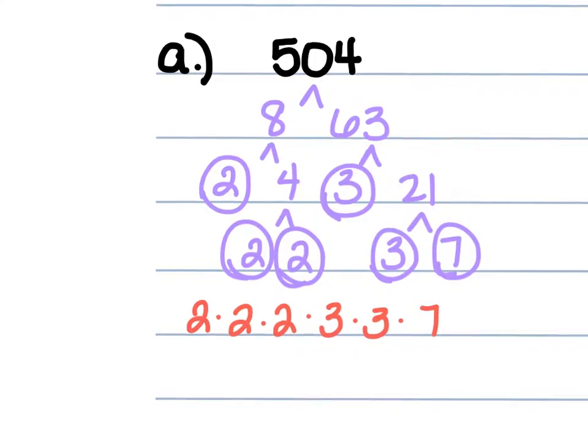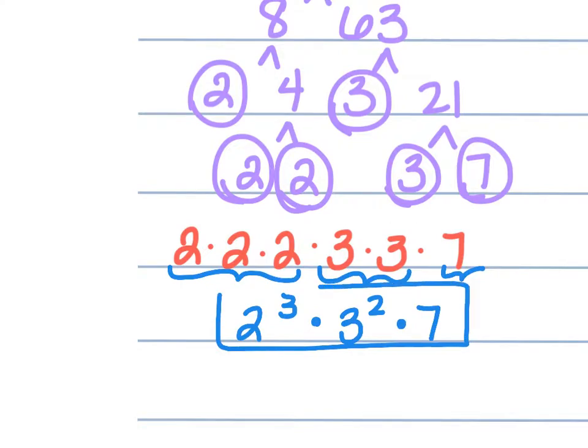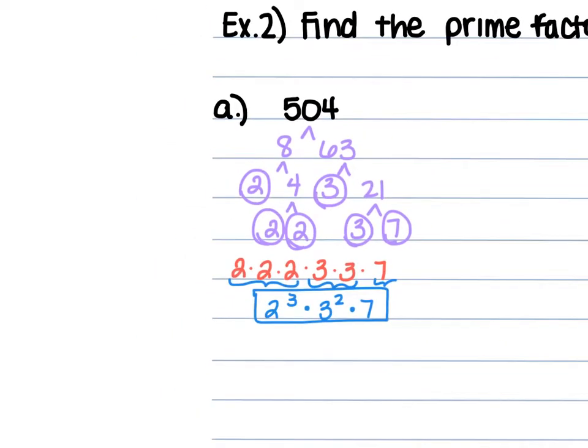Now we can put this in exponential form. You have 3 2's, so that's going to be 2 to the third power, times 2 3's, so that's 3 to the second power, and then that 7 is just going to stay at 7. So we have 2 cubed times 3 squared times 7, which is 504.